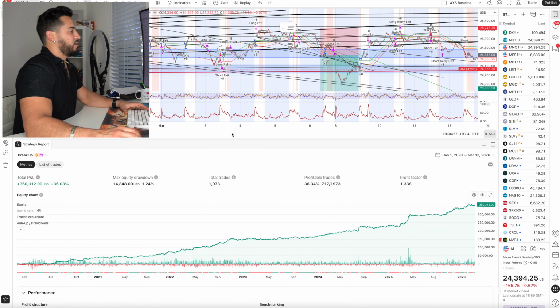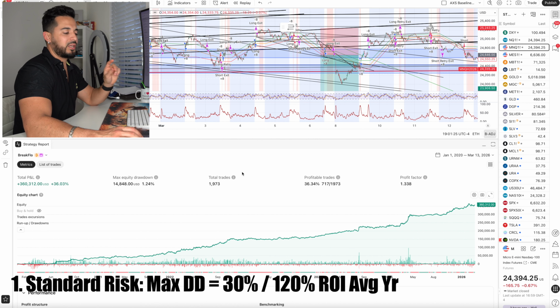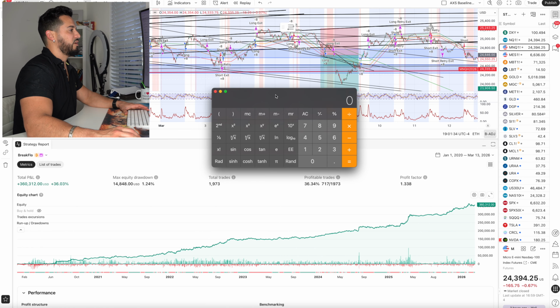Let's go. Alright, so now that we are here in the computer, let's go ahead and run the real numbers here. So this right here is assuming that the initial investment is $50,000. So we're going to base position sizing on that investment amount. For example, risk profile number 1, like I said, can reach a historical maximum drawdown of about 30%. And that's this example right here. So let's go ahead and verify that.